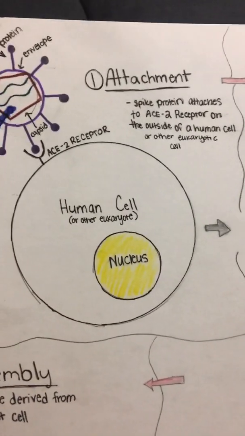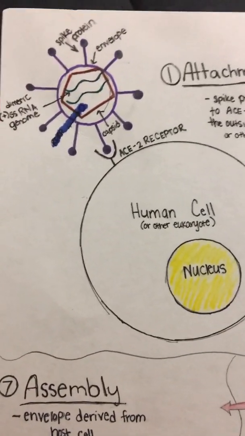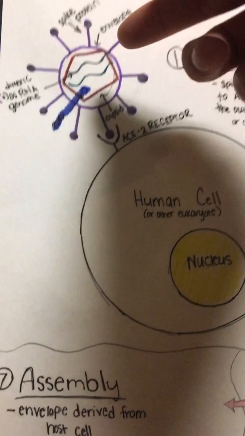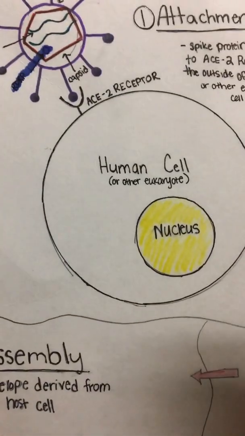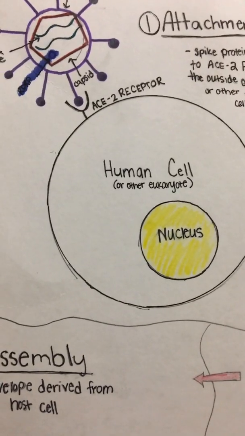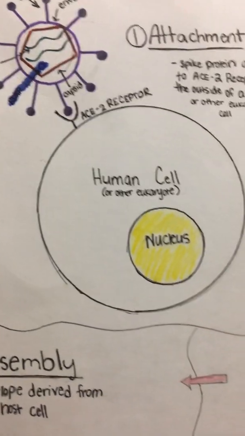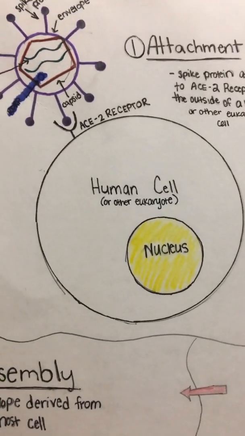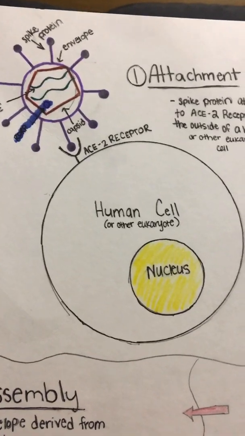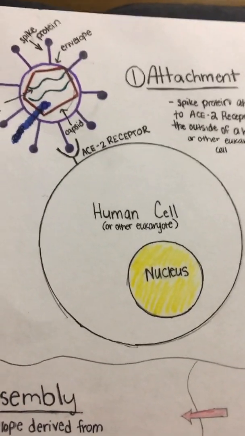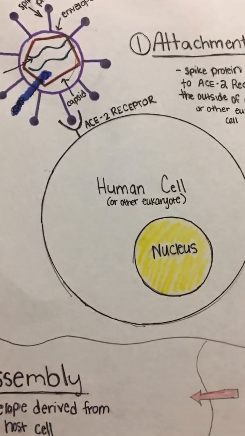So for the first step, I have attachment. Basically, the spike protein attaches to the ACE2 receptor on the outside of a human cell or other eukaryotic cell, because it can infect, I think, dogs and cats. And it will not attach to prokaryotic cells because this virus does not want to infect prokaryotes, and it won't.